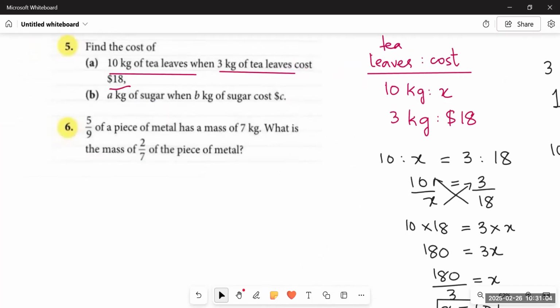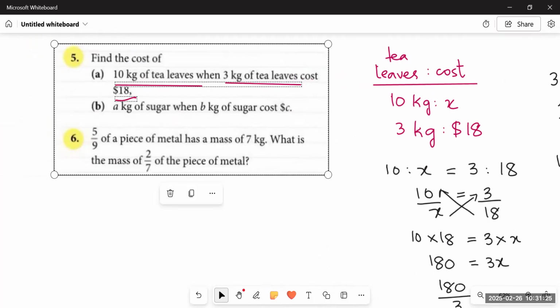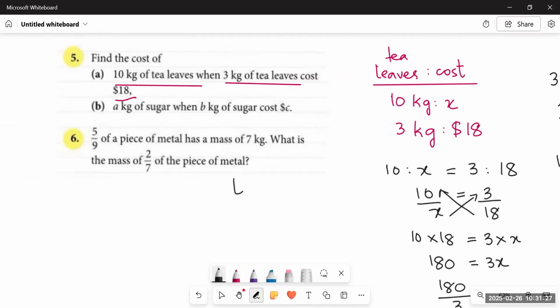Next, they're saying find the cost of A kg of sugar when B kg of sugar cost C dollars. Now, what do we have to find? They're saying find the cost of A kg of sugar when B kg of sugar cost C dollars. So again, we are going to write it down this way. Kg ratio cost.